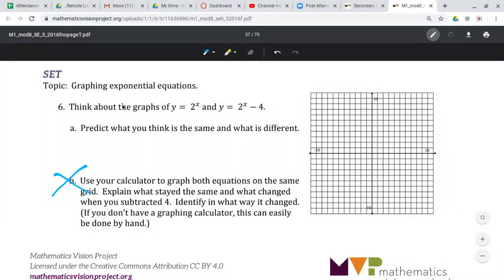Okay, so for number 6, think about the graphs of y equals 2 to the x power and y equals 2 to the x power minus 4. So first and foremost, we're going to graph this out. So if we plug in 0, 2 to the power of 0, anything to the power of 0 is always going to be 1. If we take 2 to the first power, we'll be at 2. 2 to the second power is at 4. 2 to the third power is at 8. So on and so forth.